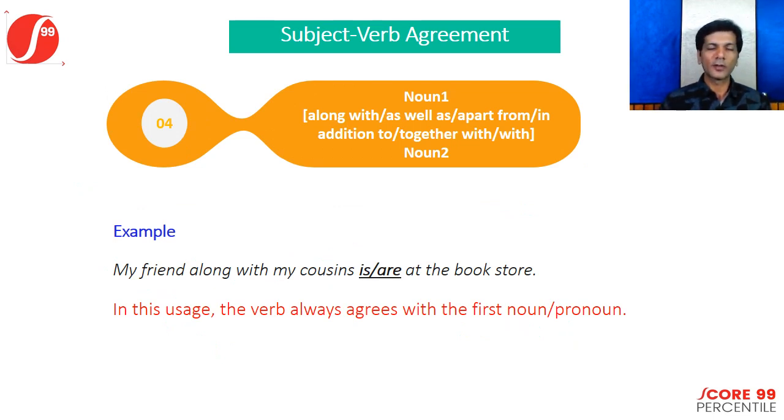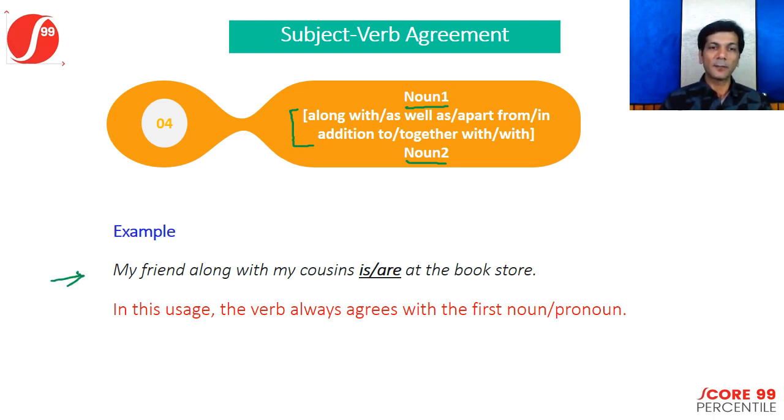Let's look at a fourth rule, or the fourth variant of when you combine two nouns, noun 1 and noun 2. But here you're not combining them with the conjunction and, but you are replacing them with any of these conjunctions. You replace them with along with, as well as, apart from, or in addition to, or together with, or with. If you replace the and with any of these, let's see how the rule changes. Let's understand this with an example here.